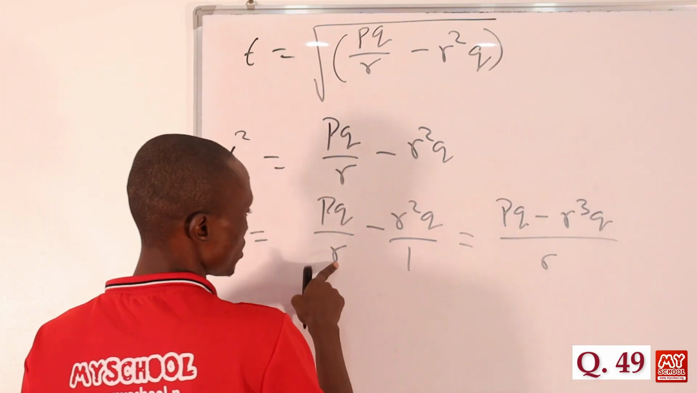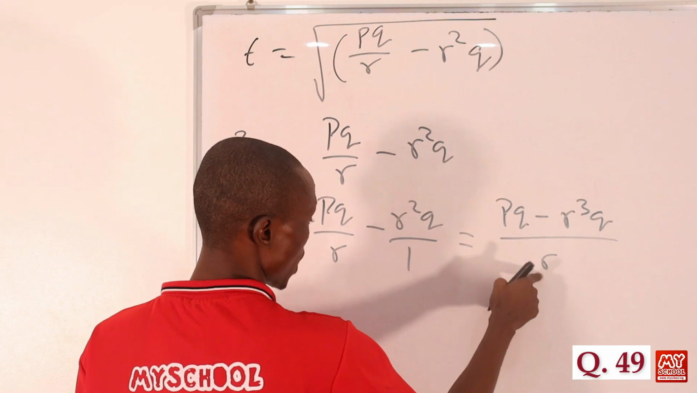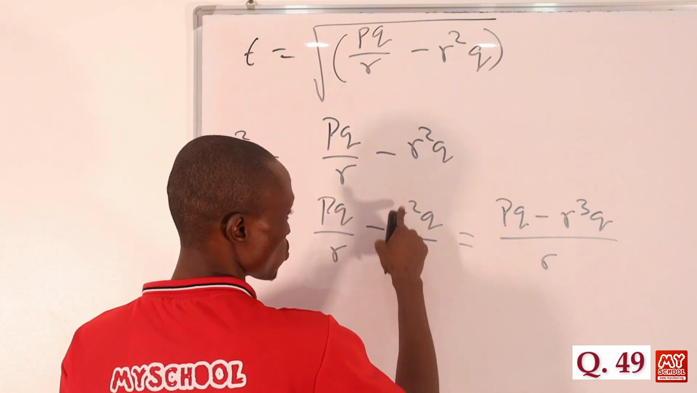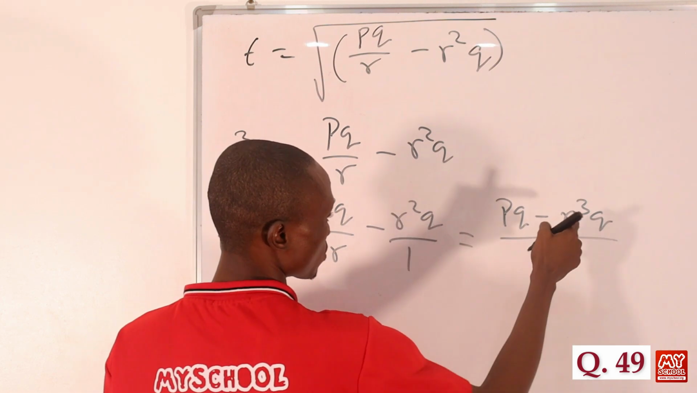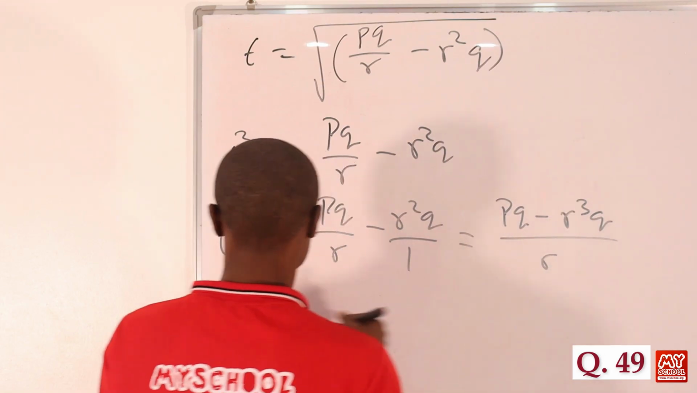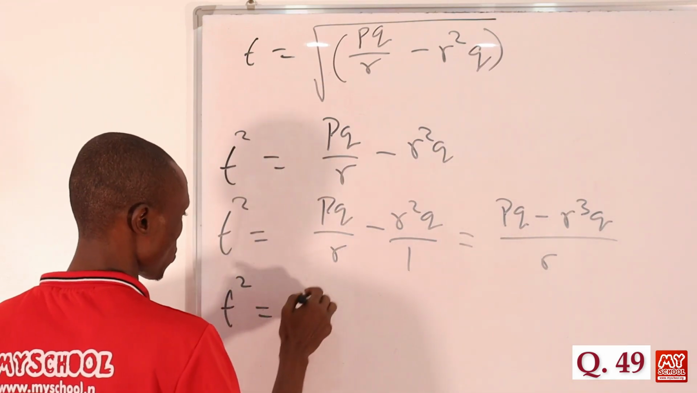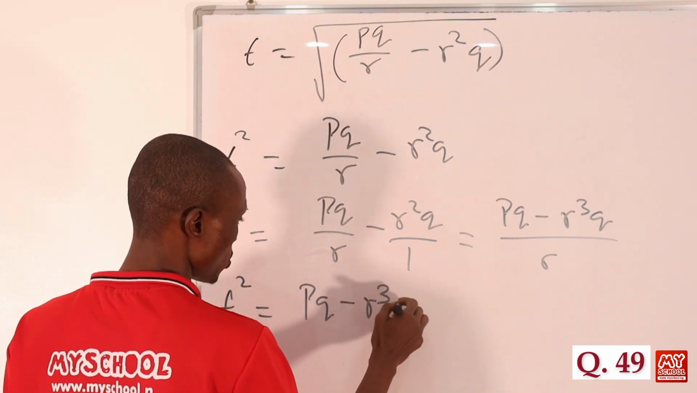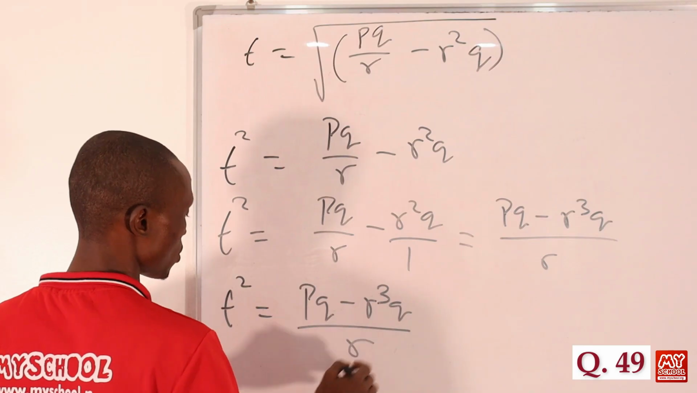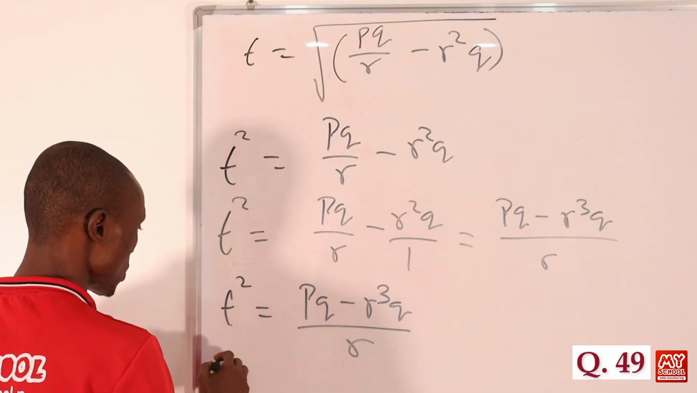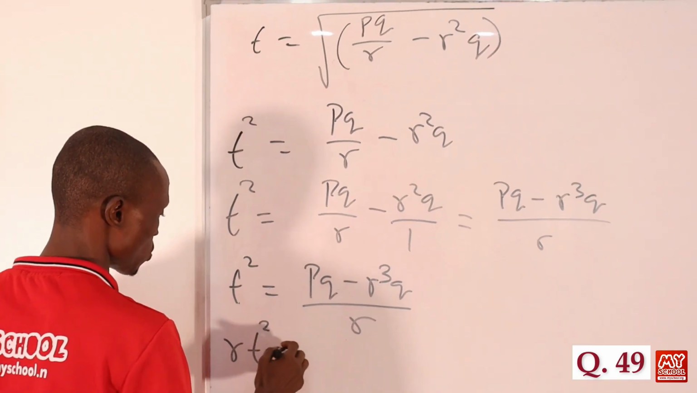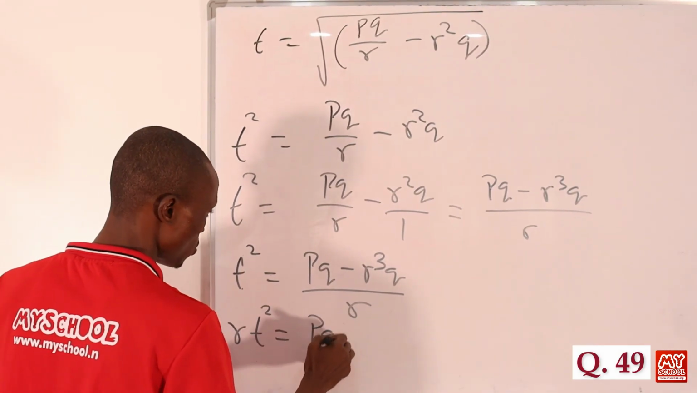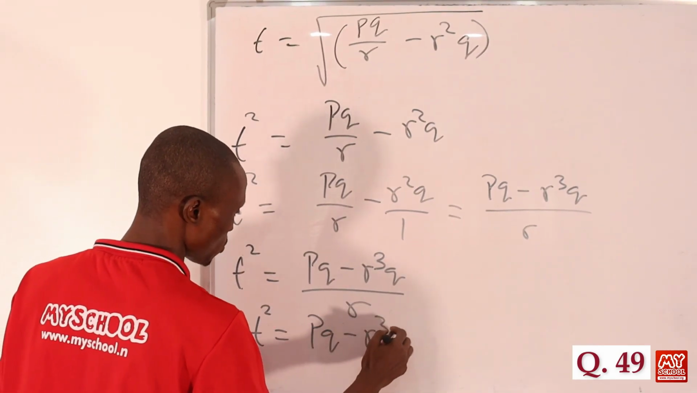Of course, if I divide 1 by r, it is still r times r squared Q, that will give us r cubed Q, right? So our T squared is equal to PQ minus r cubed Q, all over r. So we cross multiply, so that we have r T squared equals PQ minus r cubed Q, right?